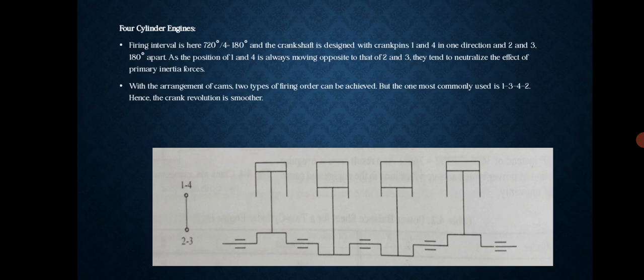With the arrangement of cam, two types of firing order can be achieved. The one most commonly used is 1 3 4 2. Hence the crank revolution is smoother.